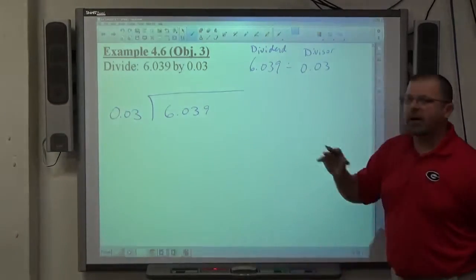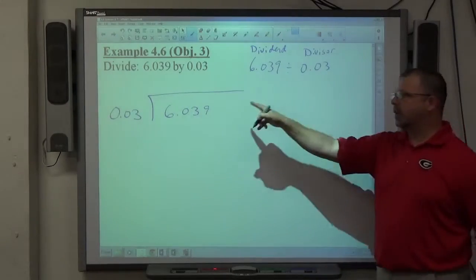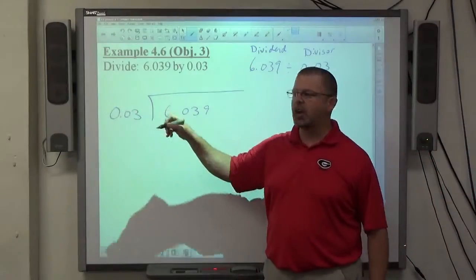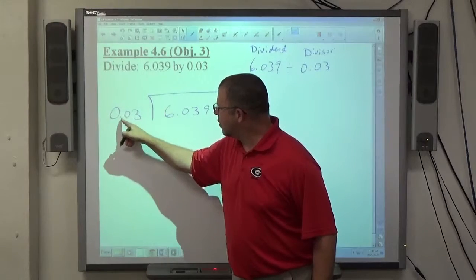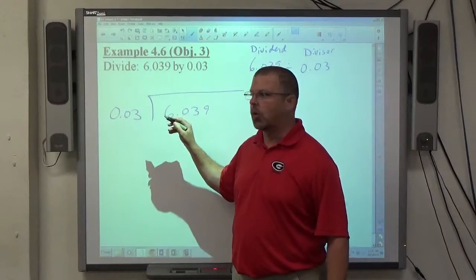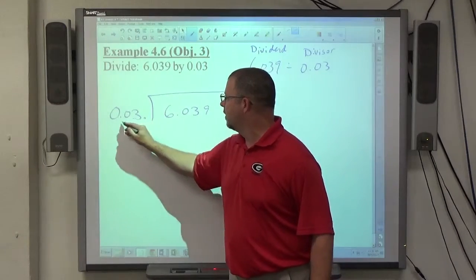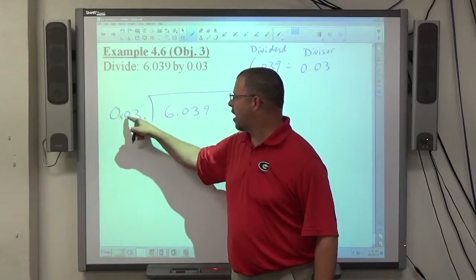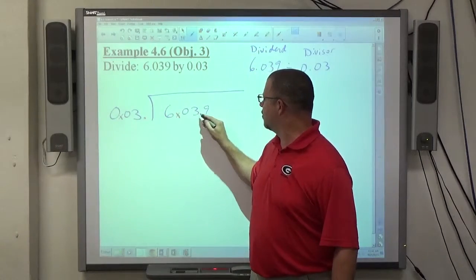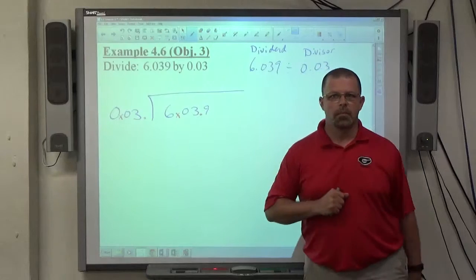All right, so we don't want the divisor to be a decimal. I don't care if the dividend is a decimal, but I don't want the divisor to be a decimal. So what I have to do is slide this over as far as it needs to go to make it into a whole number. So I'm going to make this into 3, which is 2 spaces that I moved it, so I have to move this 2 spaces to account for it.